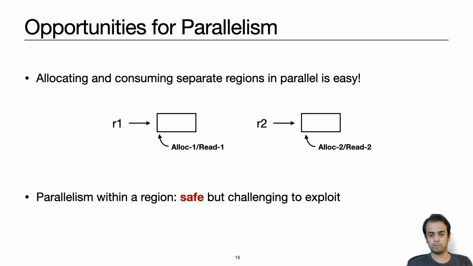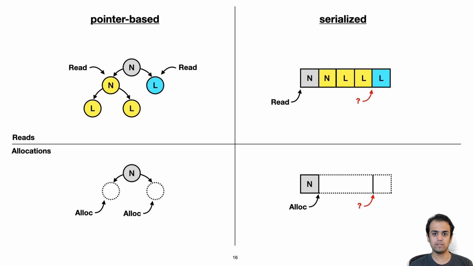But in most Locus programs, a single region often contains large amounts of data, and it's important for us to get to this parallelism as well. And we saw this problem earlier where not knowing the size of the left subtree stopped us from being able to read or write this whole tree in parallel. So now let's see how we can fix that.